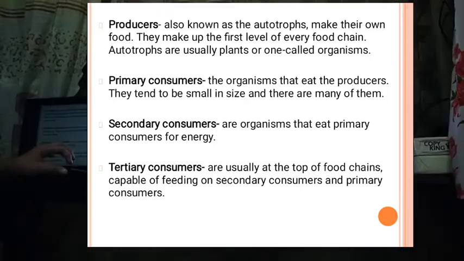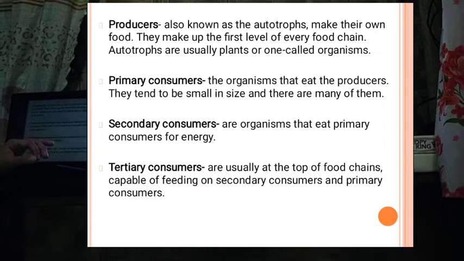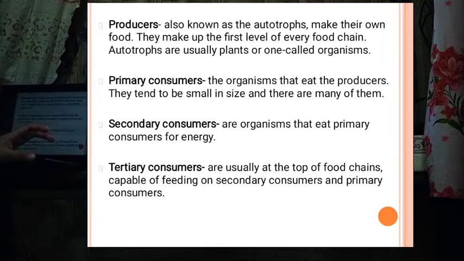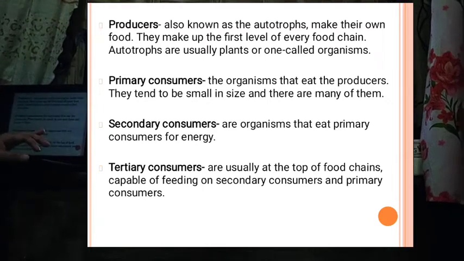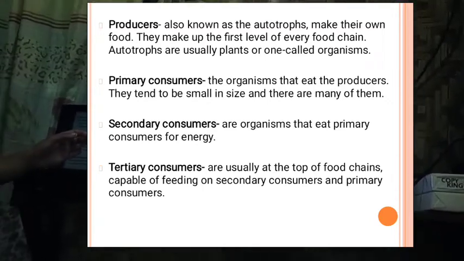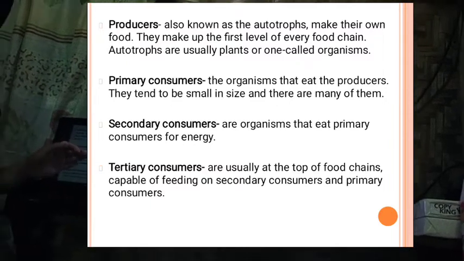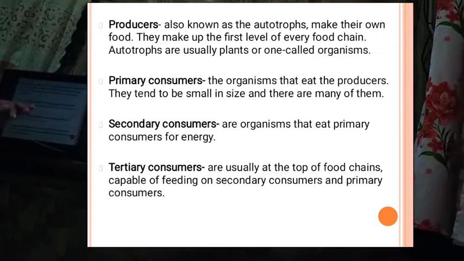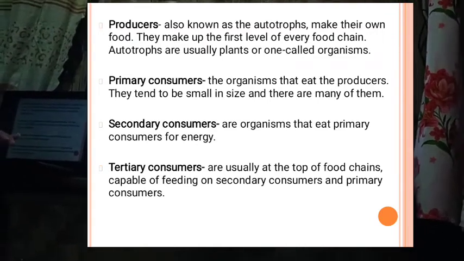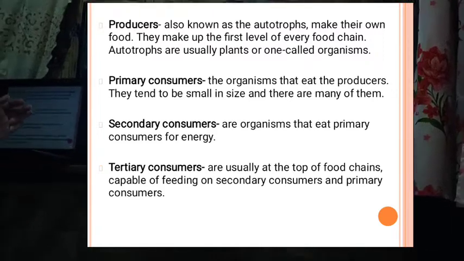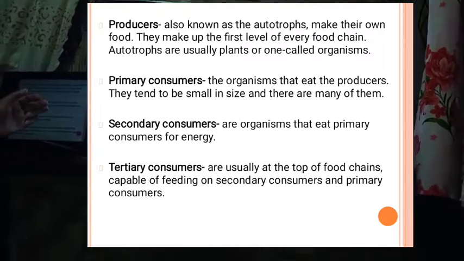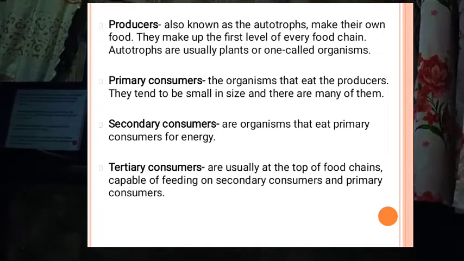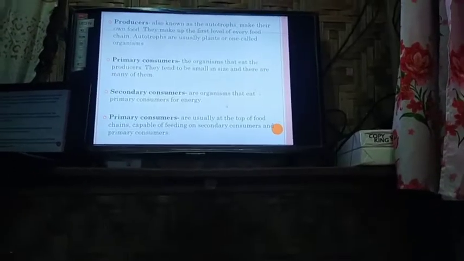Tertiary consumers are usually at the top of the food chain. They are capable of feeding on secondary consumers and on the primary consumers. Tertiary consumers are also known as the apex predator. They can be either fully carnivores or omnivorous. And of course, humans are an example of tertiary consumers because they eat both animals and plants.